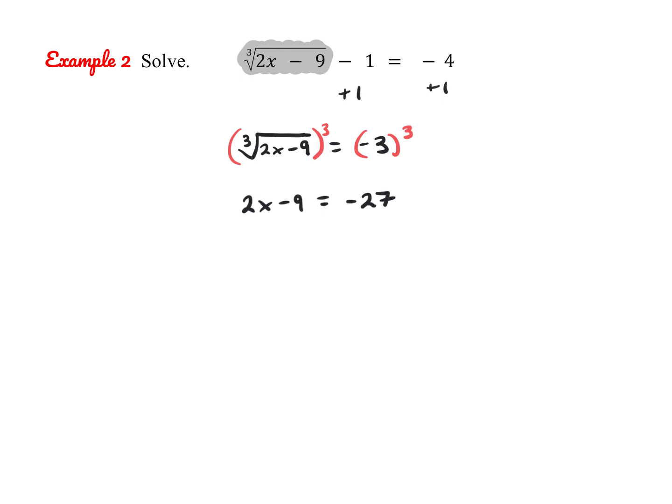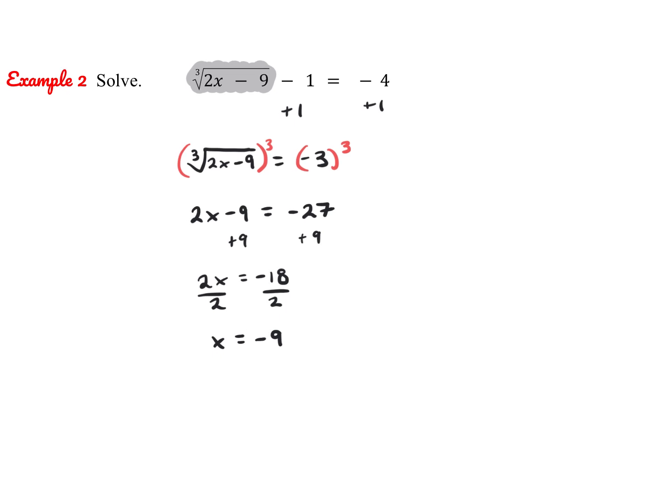From here, I am going to add 9 to both sides to finish solving. So 2x equals negative 18, and then I can divide both sides by 2. So I get x equals negative 9. But again, before I box my solution, I am going to check with substitution.